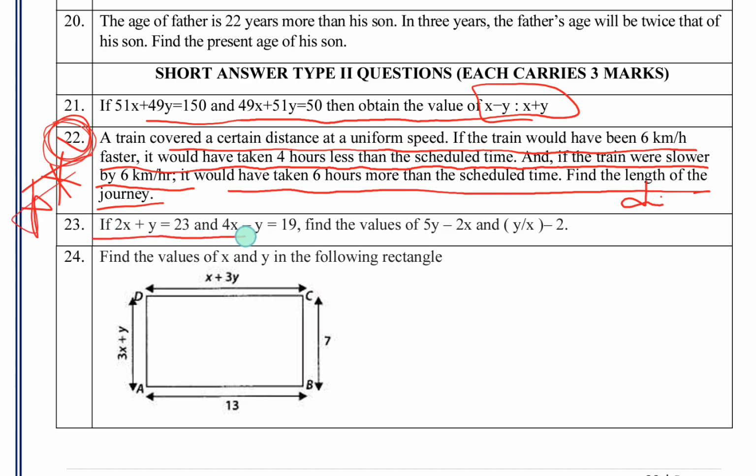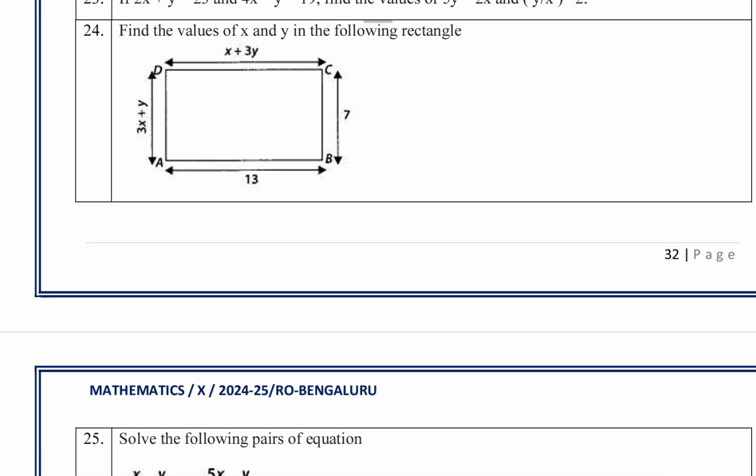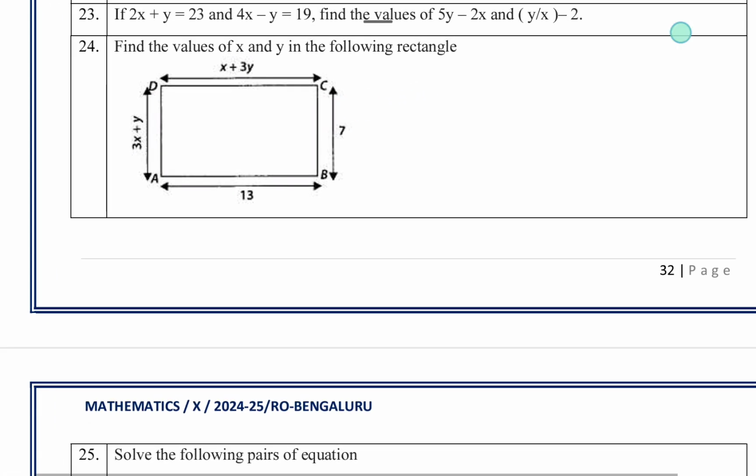If 2x plus y equals 23 and 4x minus y equals 19, find the values of 5y minus 2x and y by x minus 2. You can solve by asking your teacher. And now we are going to the next problem. 24. Find the values of x and y in the following rectangle. You can solve these questions.